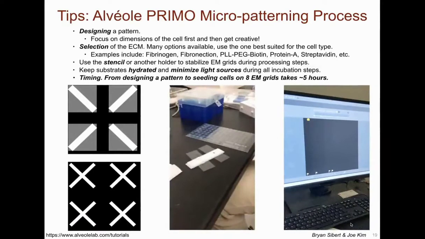In Brian and Joe's experience, the most critical steps to consider for the cells are the design of the pattern, and the selection of the ECM material. It is important to keep the cell type in mind, in particular, what is known about their native environment.